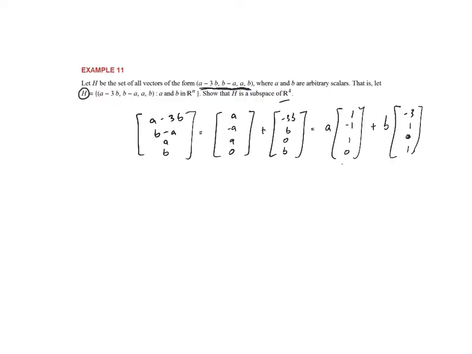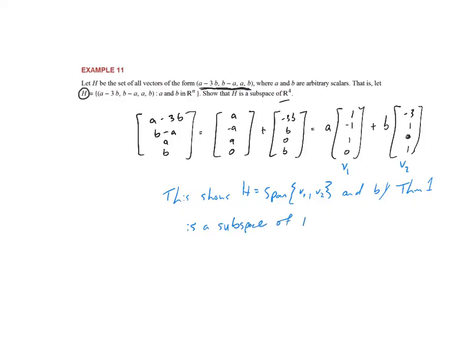So if I call this one V1 and this one V2, now I can say this shows that H is the span of the vectors V1 and V2. And by theorem 1, the one from the last slide, H is a subspace of R4. Done. So that theorem saves us some time.